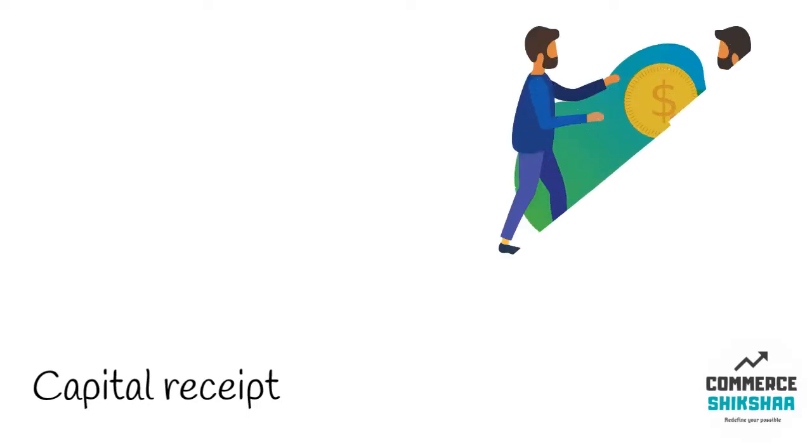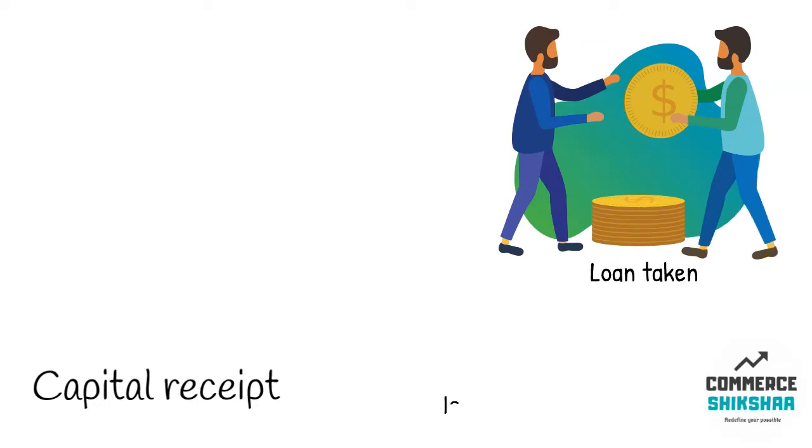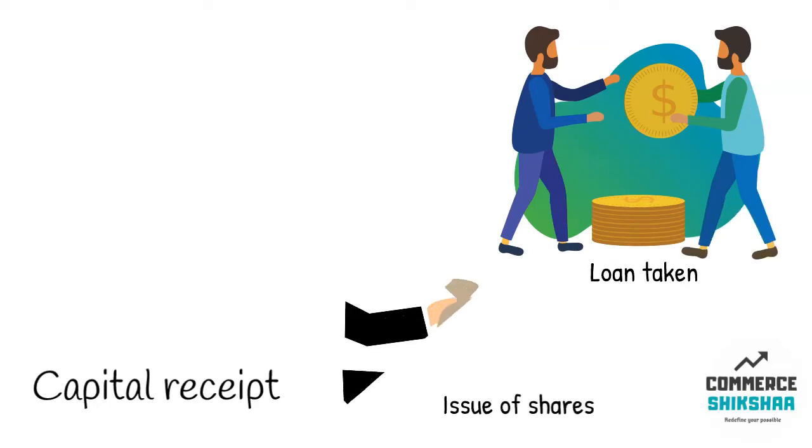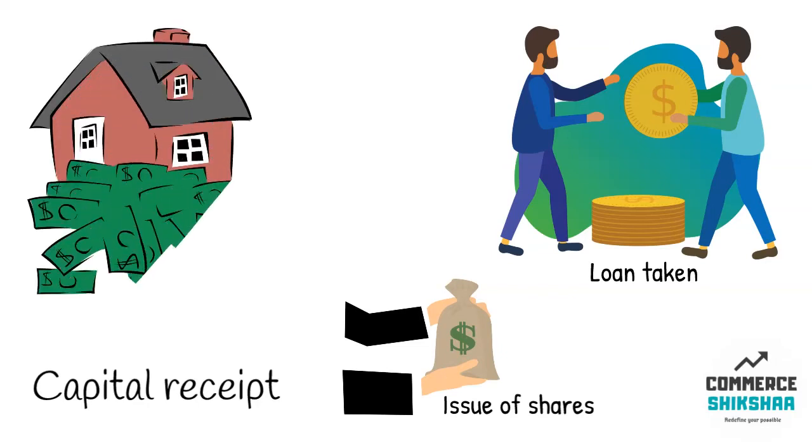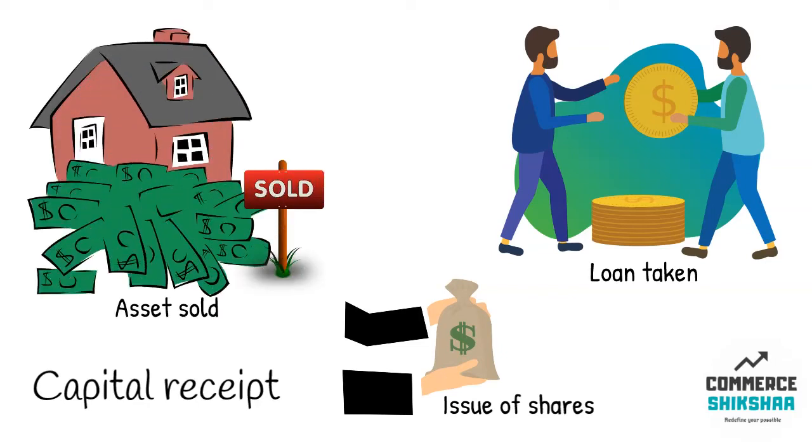Now let's discuss the receipt side of capital and revenue transactions. We'll start with capital receipts. Capital receipt means any inflow of money which is of course non-routine and non-recurring in nature. For example, if you are receiving a loan, if you are issuing shares, if you are selling a house or any asset, that is capital receipt.